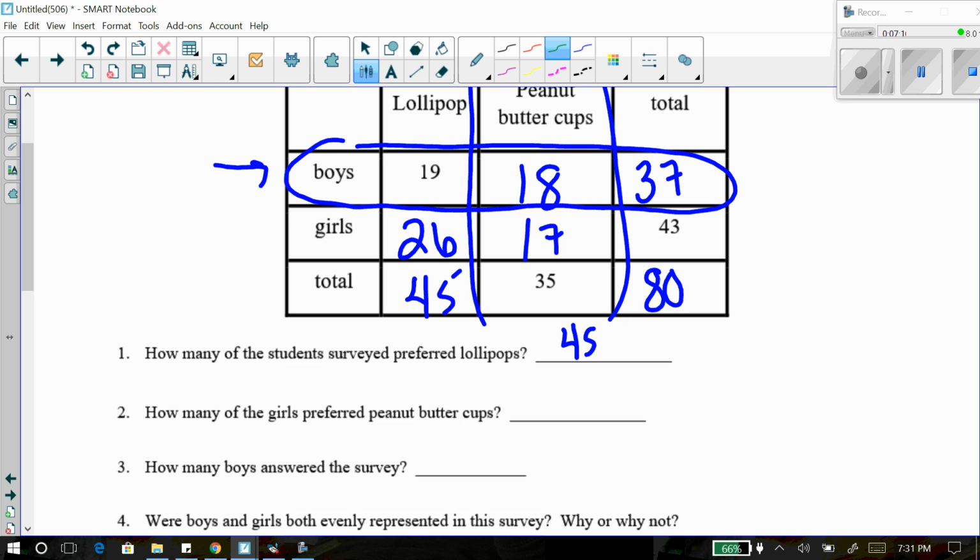How many girls preferred peanut butter cups? So my girls and peanut butter cups is 17. How many boys answered the survey? There were 37 total boys in the survey. Right, go across. 37 boys.